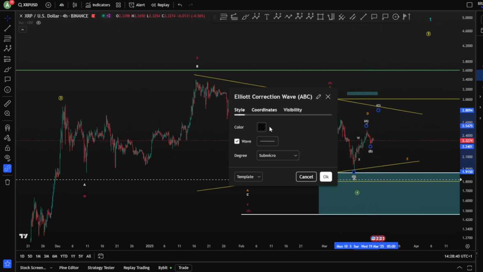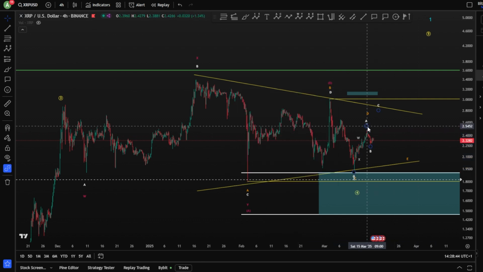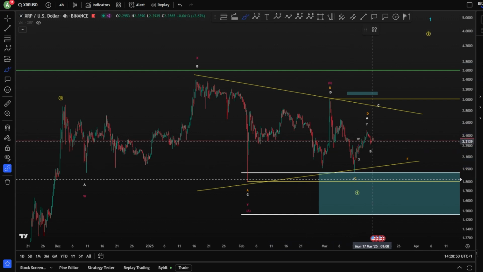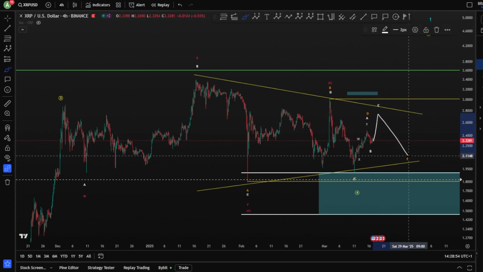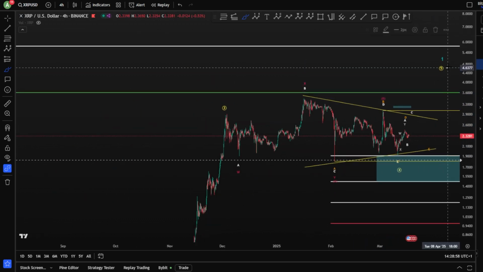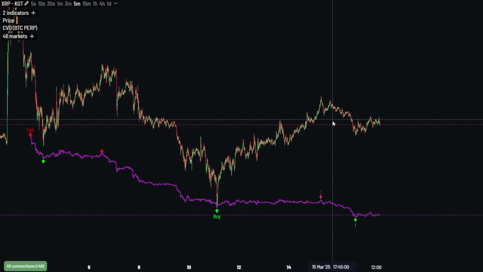So these are the potentials right now, guys. So we potentially have, of course, this WXY here, a 3-wave corrective, and we're moving also in an impulse potentially for a wave C and then wave E, and then of course explosion toward the upside for a final wave 5 and a wave 1.